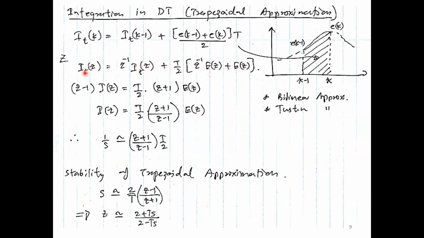Then you bring this one to the left hand side and multiply every term with z. So then this will be z minus 1 times I(z), I_T(z) actually. On the right hand side, T by 2, this is z plus 1 E(z). And once you simplify, you will see it like this. Integrator is approximated by z plus 1 over z minus 1 times T over 2. This is yet another approximation. And once you invert the two sides, you get the reciprocal: s equals 2 over T times z minus 1 over z plus 1. Or if you want to get z as the subject, it will be 2 plus Ts over 2 minus Ts. So with that, now you can map from S to Z and see what you get.